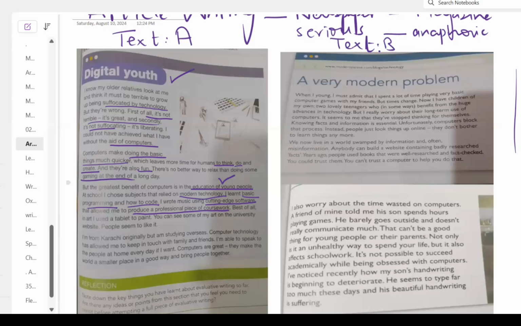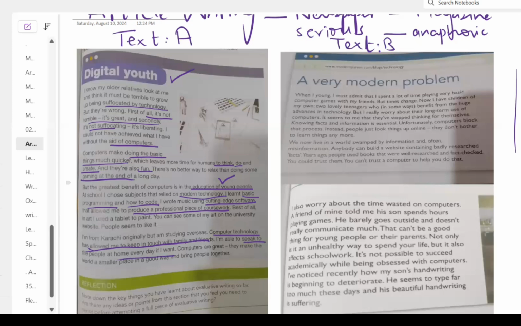"I'm from Karachi originally, but I'm studying overseas. Computer technology has allowed me to keep in touch with family and friends." So you can get connected to your family and friends even if they are living far away. "I'm able to speak to the people at home every day I want."